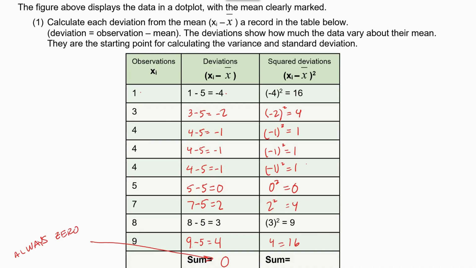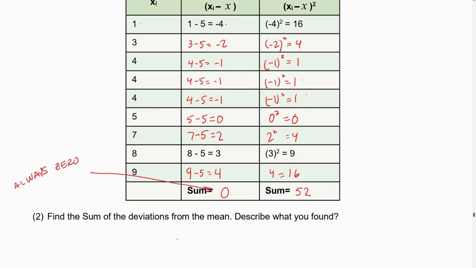And these numbers can be added up in order to get what's called the sum of the squares of the deviations. Let's do a quick add up there. 16 plus 4 is 20, 21, 22, 23, plus another 4 is 27, 27 plus 9 is 36, plus another 16 is 52. So we found the sum of the squares of the deviations, in this case 52.